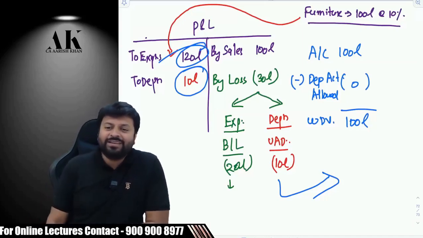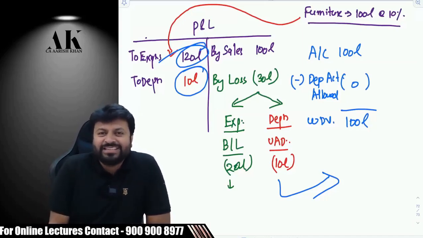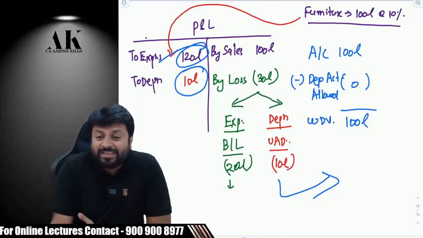What is WDV? Don't ever forget this definition. Actual cost minus depreciation actually allowed. Actually allowed means what? That which helped me to save tax in the current year. Is the depreciation helping me to save tax? No, there is sufficient expense to take my profits to 0. Yes, this 10 lakh rupees unabsorbed will help me in the next year.